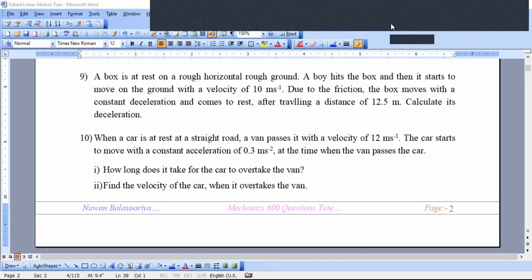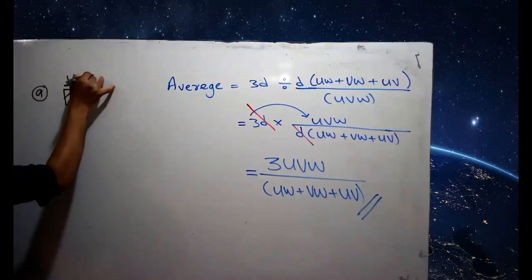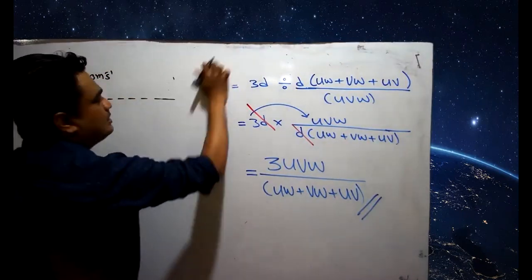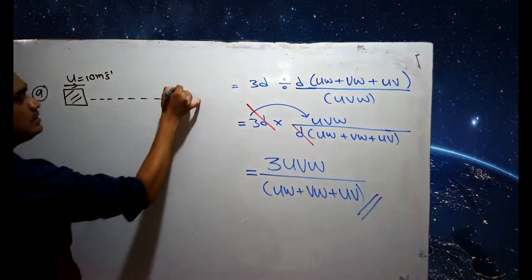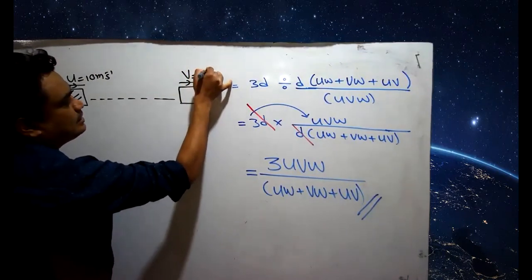Question number 9 of the 600 questions Tute. Let me draw a simple figure. There is a box. A boy kicks the box. So it starts to move with a velocity of 10 meters per second. It travels with a certain deceleration. And finally it comes to rest.